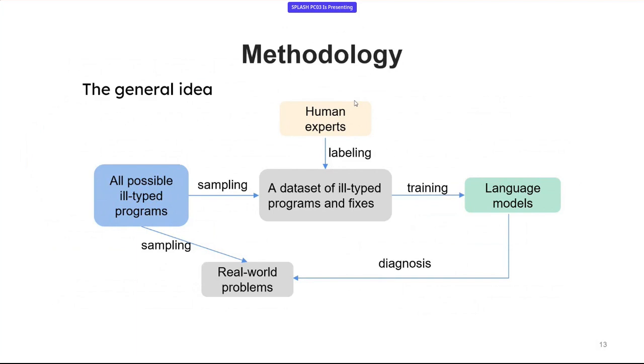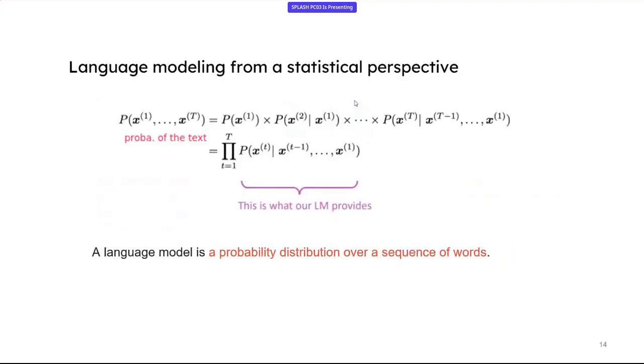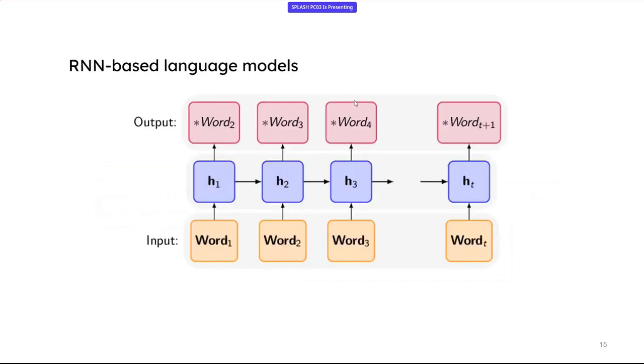I think the most confusing part in this diagram is probably the language model, so I will talk more about it. The language model is nothing but a probability distribution over a sequence of words. It can also be written in this recursive conditional fashion.